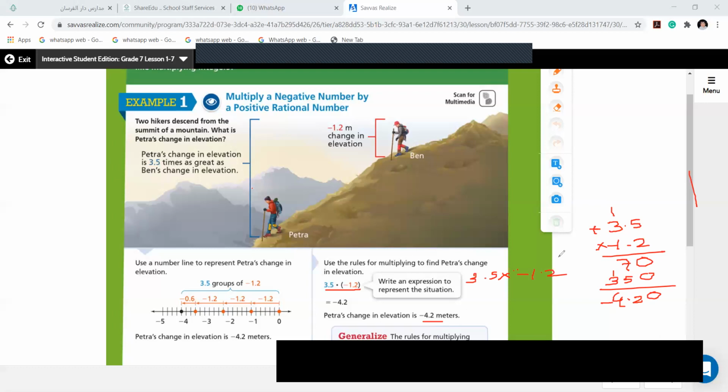Simple multiplication, girls. This is simple decimal multiplication. But you need to solve it. You have to solve it in the textbook or in the copybook, writing the page number. Finished? Yes.